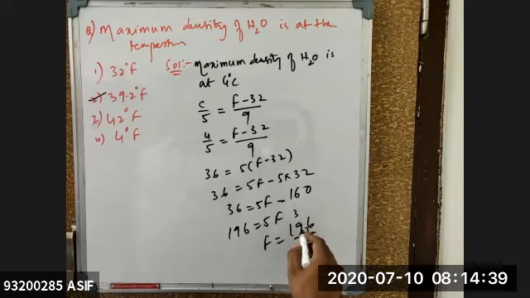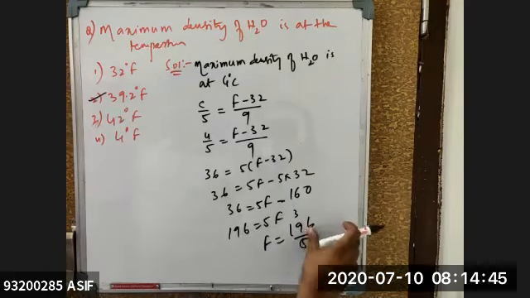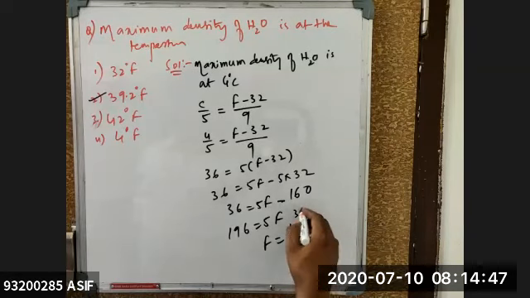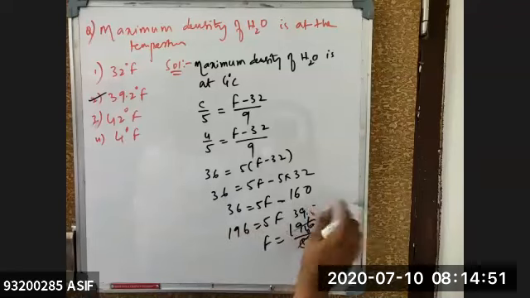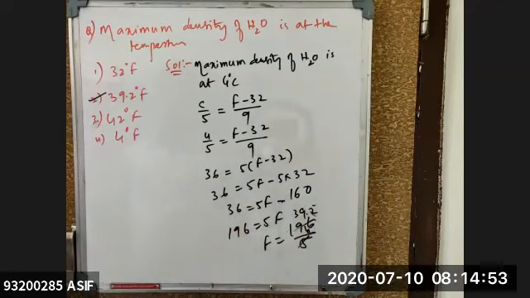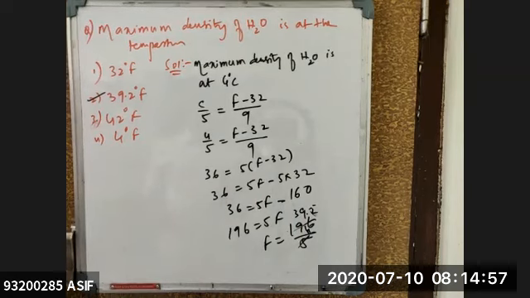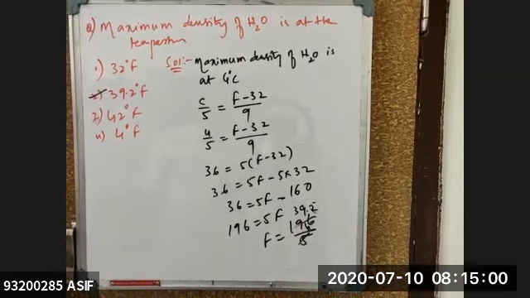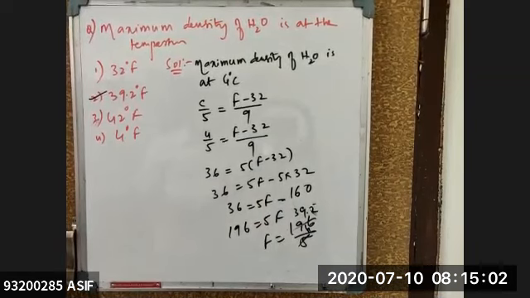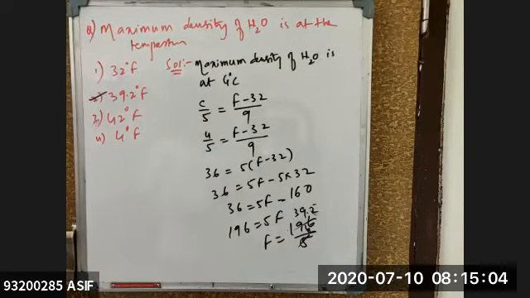And then, so this will become 4. Sorry, 4. 5 9s are 45, approximately 39.2 degree Fahrenheit. Clear for everyone? Okay. Yes, sir. So next question.